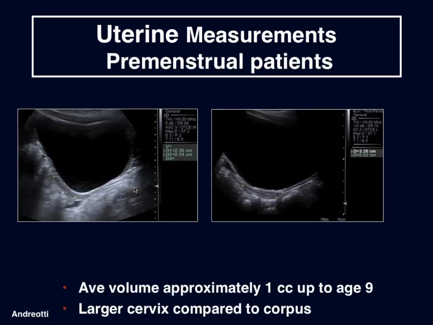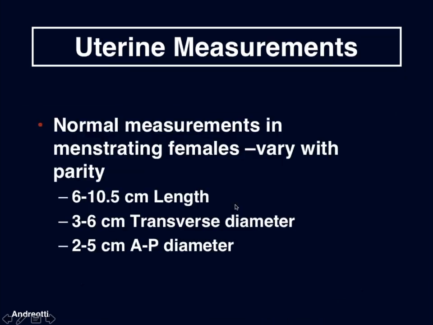So what are the uterine measurements? In the premenstrual patient, the pediatric patient, the average volume is approximately 1 cubic centimeter up to about age 9. And the cervix is often seen to be larger than the corpus. So you can see here, remember, in these patients, we only have transabdominal imaging, and we can see this very small uterus behind a very distended bladder. And we can see here that the cervix appears to be quite large compared to the corpus.